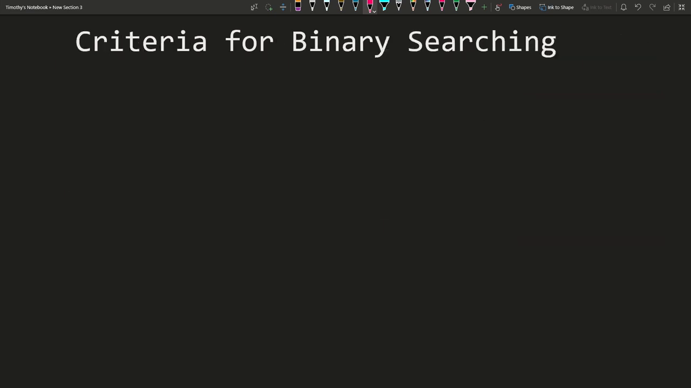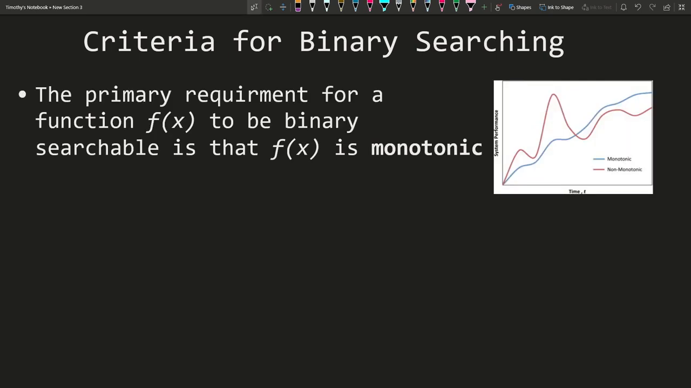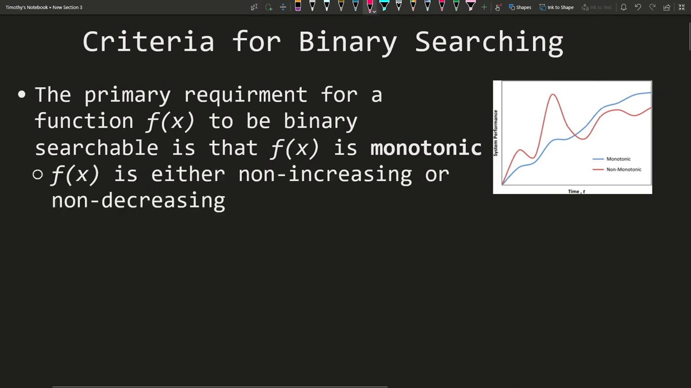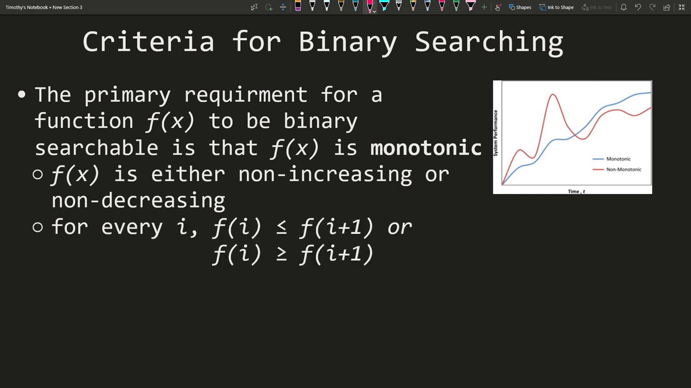Now, although we know that we can binary search on sorted arrays, what is the criteria for binary searching on functions? Well, the primary requirement for a function f of x to be binary searchable is that f of x is monotonic. So that means f of x is either non-increasing or non-decreasing. Or in even simpler terms, for every i, f of i is less than or equal to f of i plus 1, or f of i is greater than or equal to f of i plus 1.